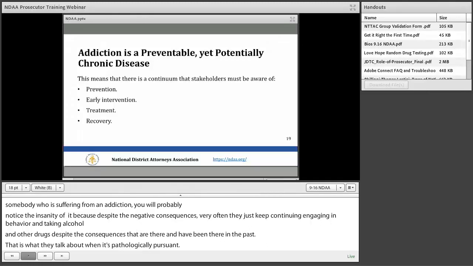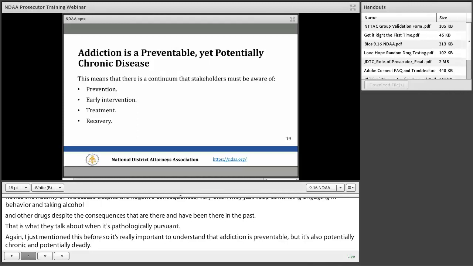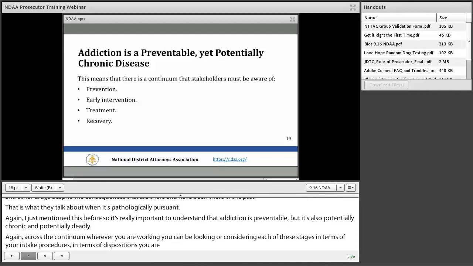And again, across the continuum, wherever you're working, you can be looking at or considering each of these stages in terms of your intake procedures, in terms of dispositions that you're going to be recommending, because we can recognize that at every single point, every single interception point, every single point of the system where you will be making decisions, you can be looking at where that individual is and what you can be doing more effectively to make sure that they not only don't relapse, but they don't return to offending.